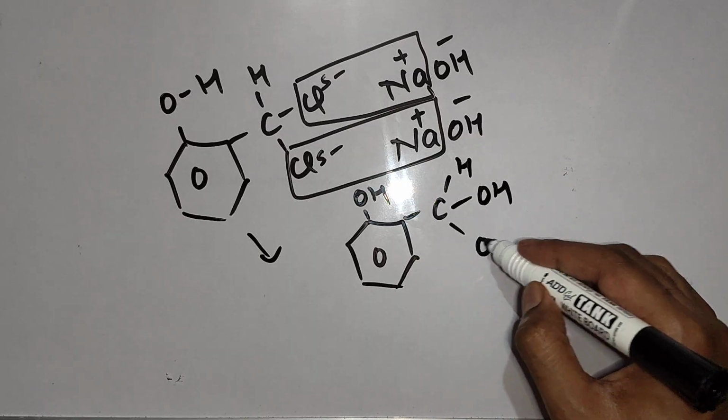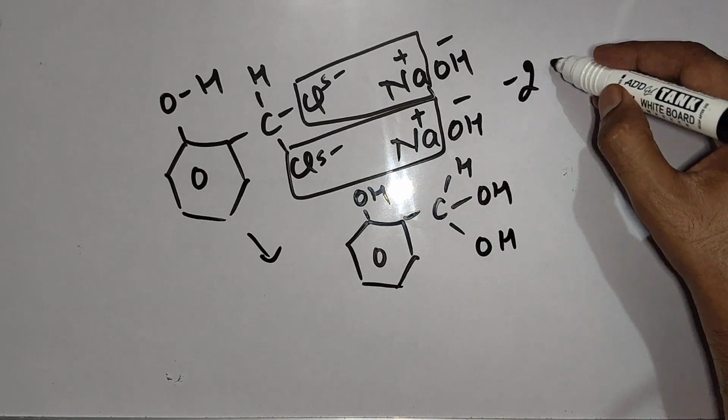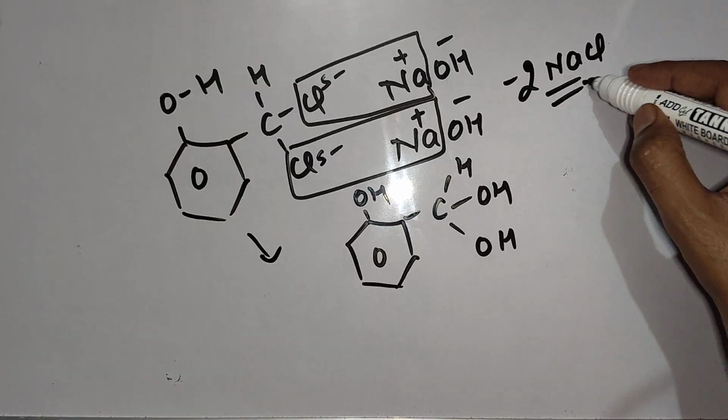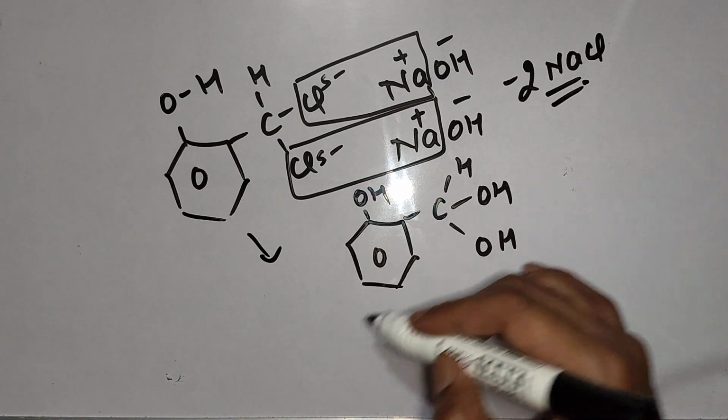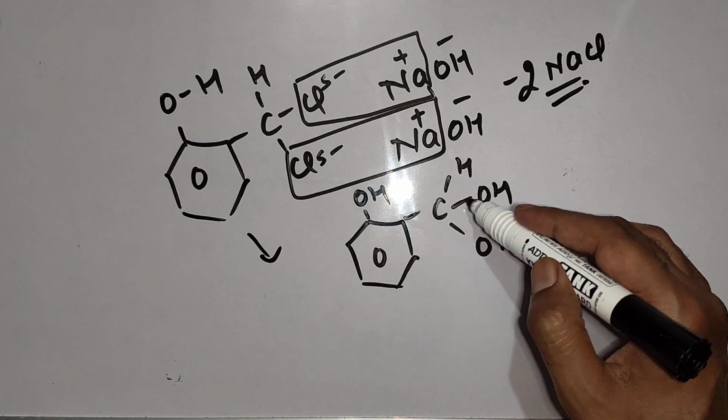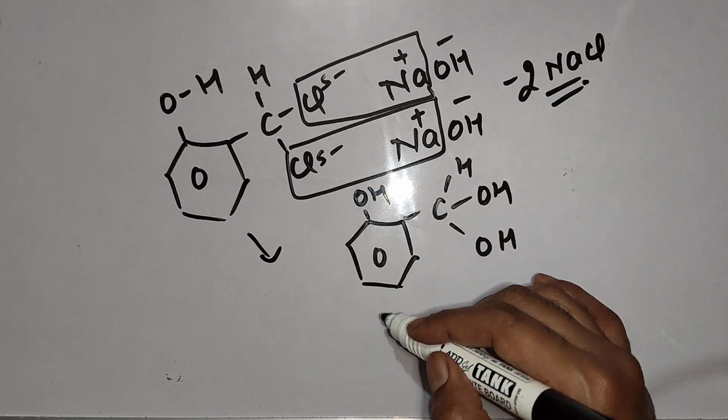Like this. NaCl will be removed out. 2 NaCl removed out. This one. On the same carbon, 2 OH groups. I have already discussed many times with you. On the same carbon, 2 OH groups are highly unstable.